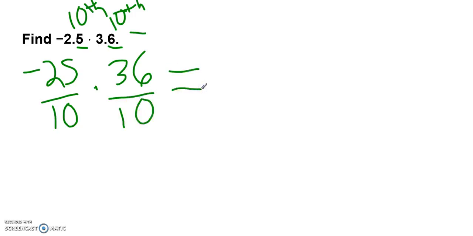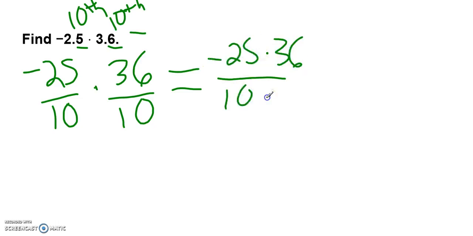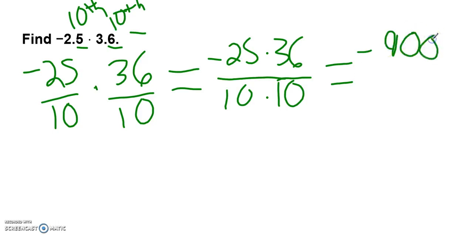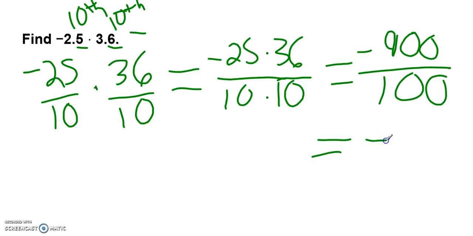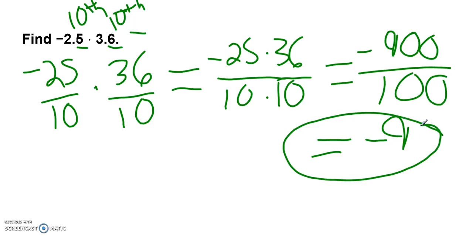Multiplying the top, we get negative 25 times 36 over 10 times 10. And negative 25 times 36 equals negative 900. And 10 times 10 is 100. And then so that equals negative 9, which is exactly what we wanted. We wanted to end up with a negative, and that is what we got.